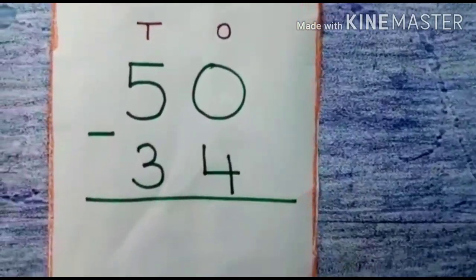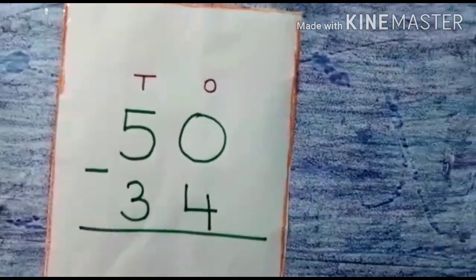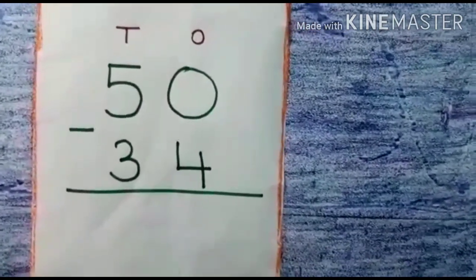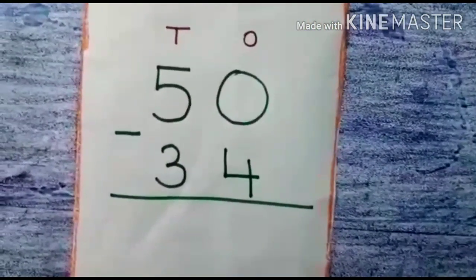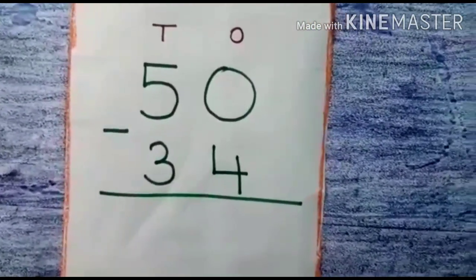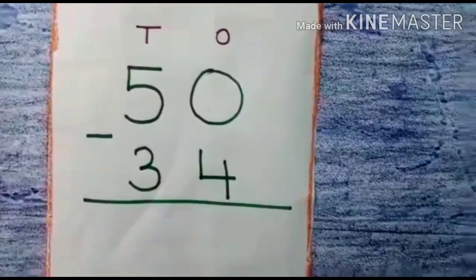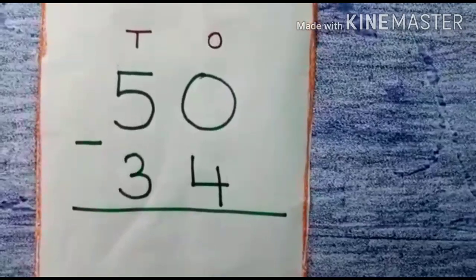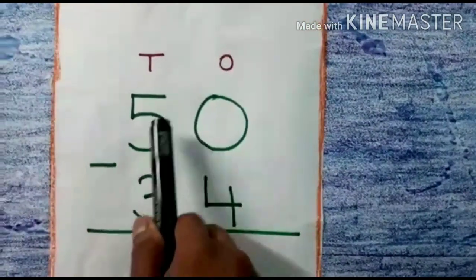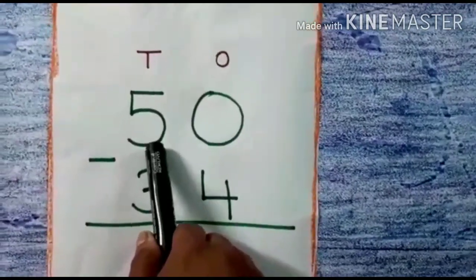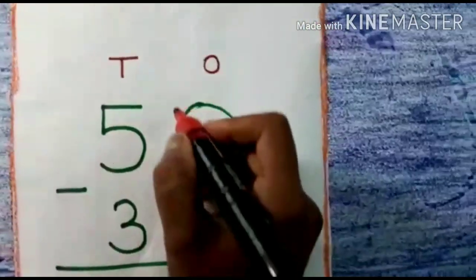You are having nothing. You are having no chocolate. And can I take 4 chocolates from you? Is it possible? No, it's not possible. Ma'am is joking. We don't have any chocolate, and how can ma'am take 4 from us? Not possible. So for this, what do I have to do? Yes, I have to borrow 1 ten from 5 tens to the ones place. So let me borrow.